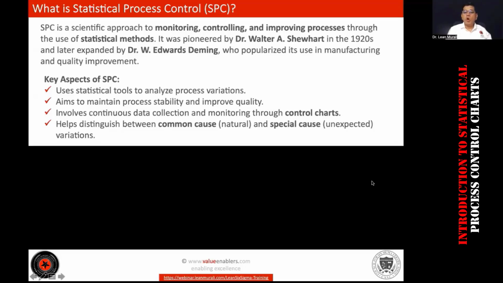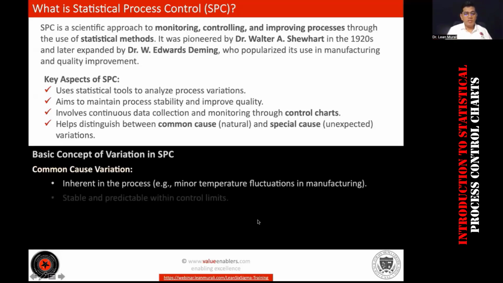Okay, so common cause: there are many common causes, but each cause has a smaller impact on the variation. Whereas special cause means there are only one or two special causes, but they have a huge impact. For example, if you're falling asleep while driving and suddenly the vehicle shifts to the left, that's a huge impact.